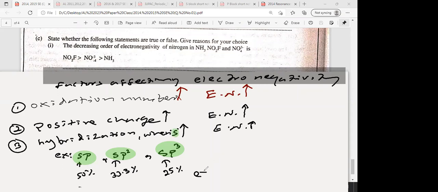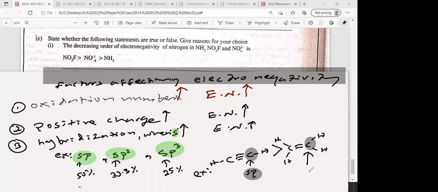If you take one example, C2H2, this carbon will be sp hybridized. Therefore this carbon will be more electronegative than the carbon in C2H4. In C2H4, what is the S character? 33.33. This one is 50%. The hybridization of this carbon will be sp2, so that one is less electronegative.